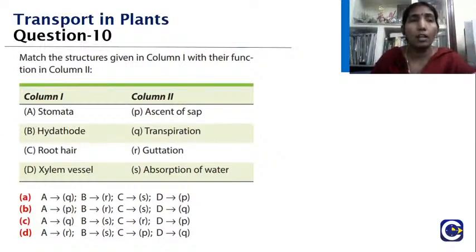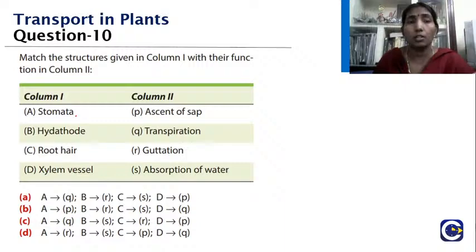Now here comes the question where they have given a lot of structures in column 1 and functions in column 2. We are going to match the structure and function, which is going to be a very easy job, children. So look here: stomata, hydathode, root hair, xylem vessel. Here they have given ascent of sap, transpiration, guttation, absorption of water. So how are we going to match? We know very basic things.